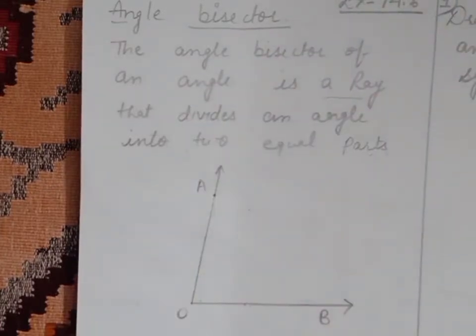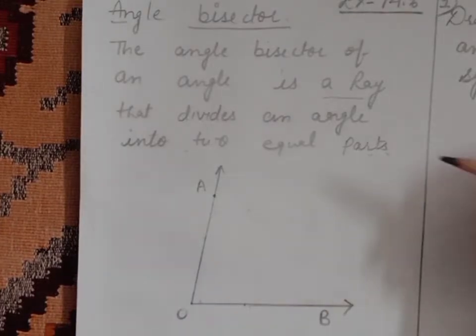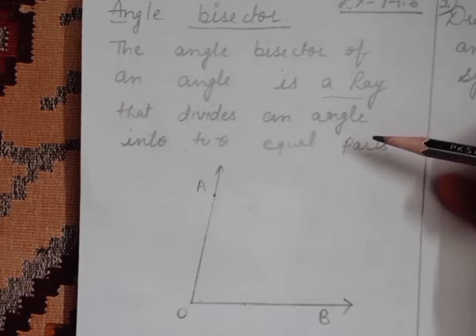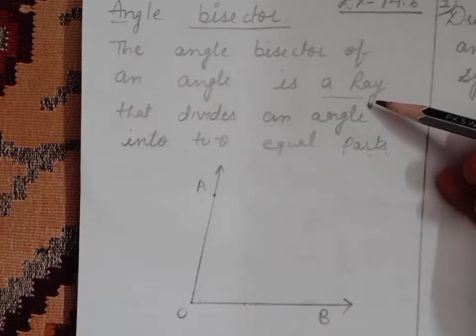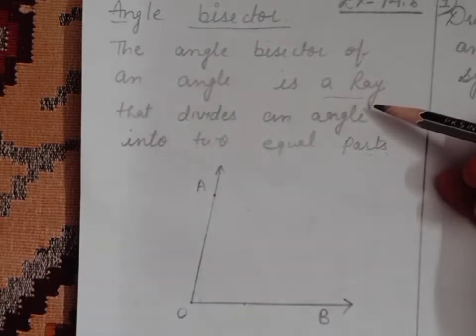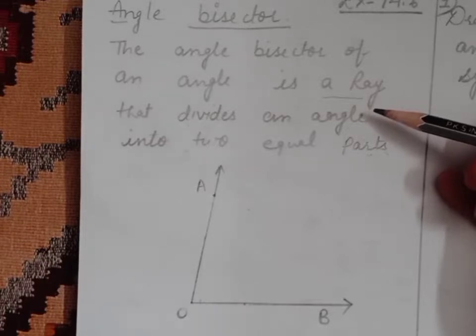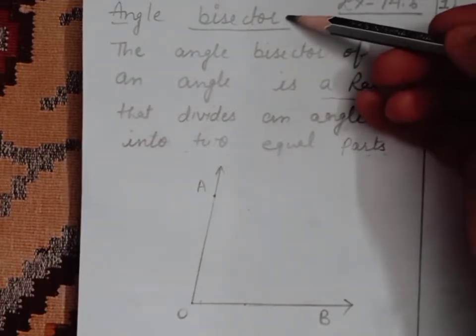Now students, you will tell me that a line, a ray, or a line segment that divides anything into two equal parts is also called, yes, the axis of symmetry or line of symmetry. So axis of symmetry or line of symmetry is another name of angle bisector.